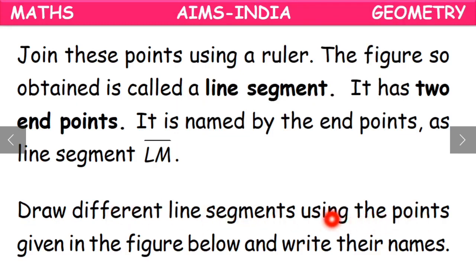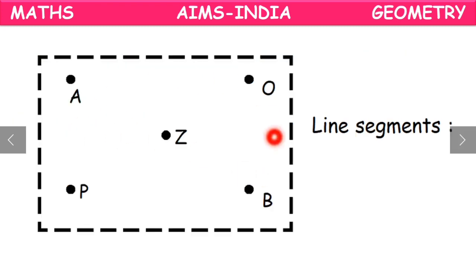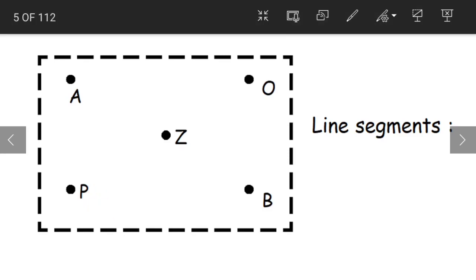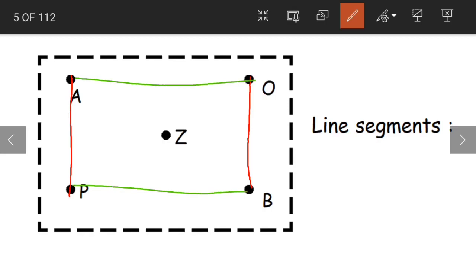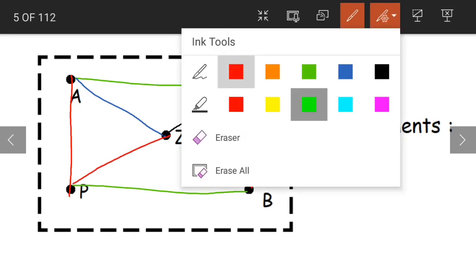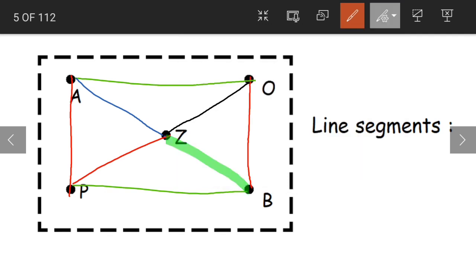Now what is our activity here? Draw different line segments using the points given in the figure below and write their names. We have different points here, and with these points we have to draw line segments. So what is a line segment? When we join two endpoints, two points. Let us say we join these two and these two. Not only that, you can also join AO, PB, or you can even join these two. So like this, these are the many line segments that we can draw using the given 5 points.